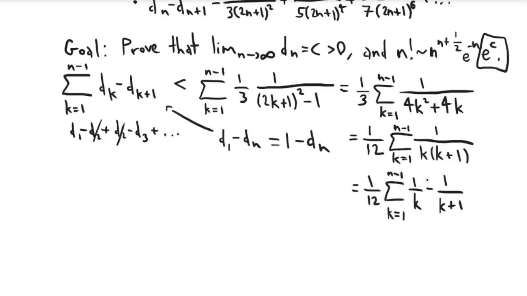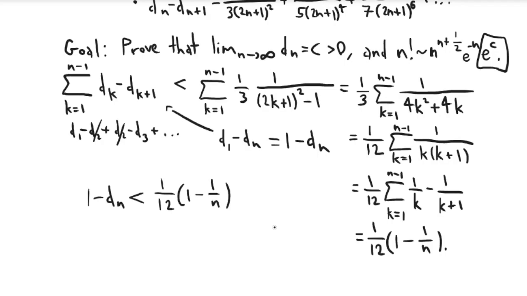What that means is that this is another telescoping sum, right? Because the 1 over k plus 1 telescopes with the 1 over k as the value increases. So this is a telescoping sum, and it telescopes into 1 minus 1 over n. Cool. So what did we just show? Well, we showed that this sum, which was 1 minus d_n, is bounded above by 1/12 times (1 minus 1 over n).